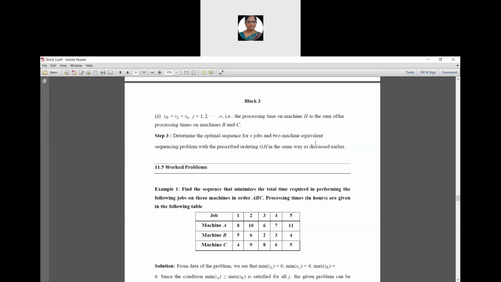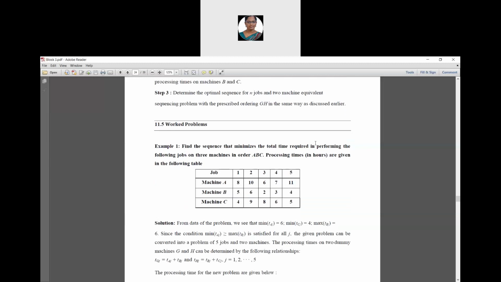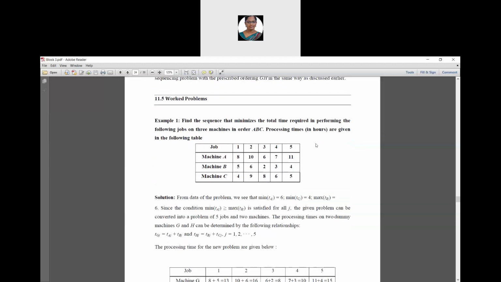Then worked problems. First problem: find out the sequence that minimizes the total time required in performing the following jobs on 3 machines in order A, B, C. Processing times in hours are given in the following table. The first row denotes the job values, that is 1, 2, 3, 4, 5, and the first column denotes the machines, machine A, machine B and machine C. The rest of the columns and rows denote the processing time values for machines A, B, C in the corresponding job order.